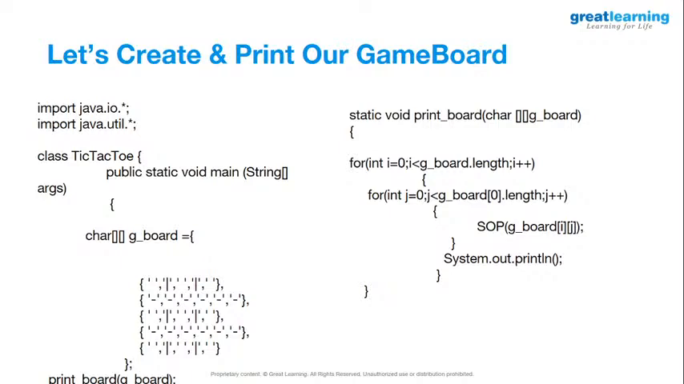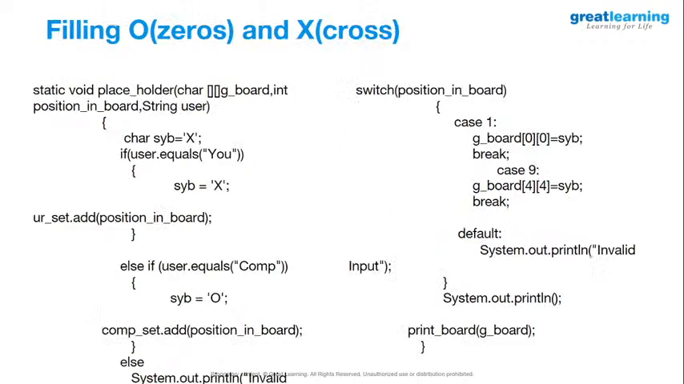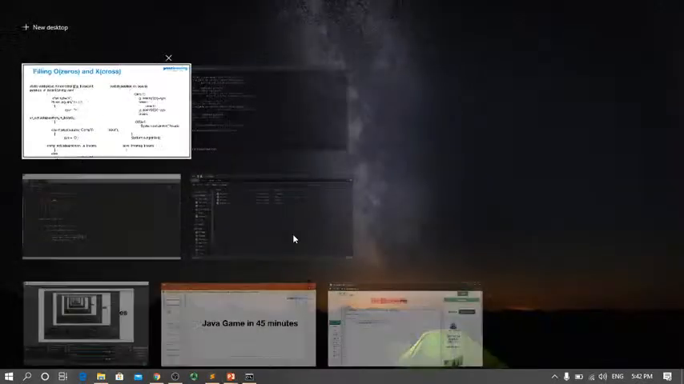Now let's try to insert our values. For that we will use a function called placeholder. This placeholder will receive three arguments. The first argument is the board. In that board, we will place a position as well. What is the position? Basically where you are placing your cross: the first, second, third, fourth, fifth, sixth, seventh, eighth or ninth position. So the second argument will receive that position. The third is the user. What is the user? Basically it's nothing but: are you playing or is the CPU playing? This is the only thing we have to deal with.